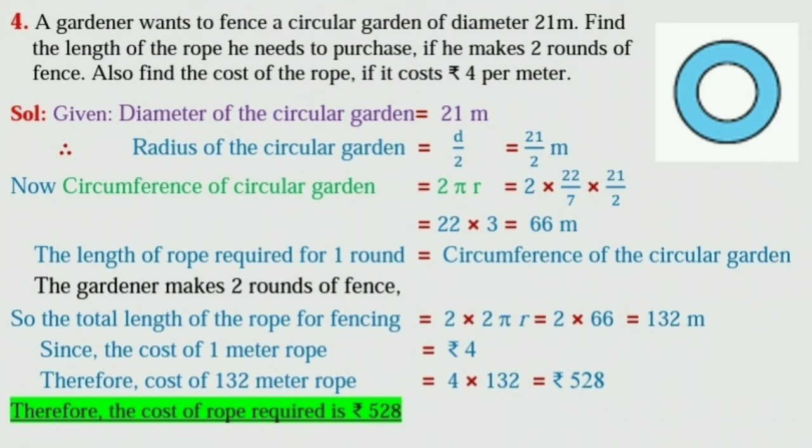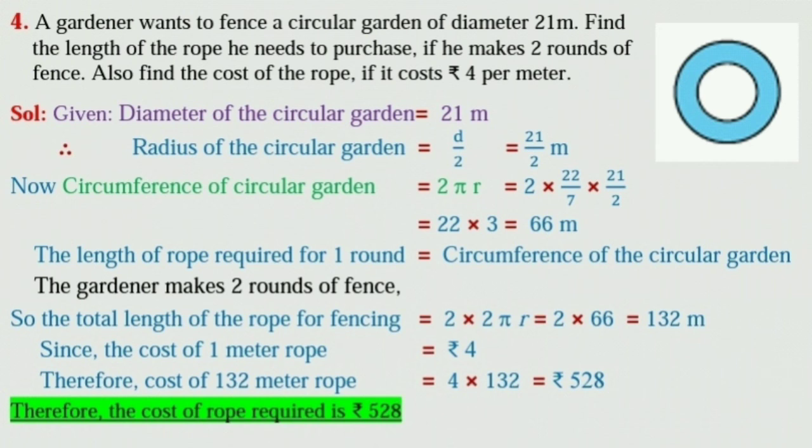Now the circumference of the circular garden is equal to 2 pi r. Substitute all the values: 2 into 22 by 7 into 21 by 2. After simplifying this, we will get 66 meter as the circumference of the circular garden. The length of rope required for one round is equal to the circumference of the circular garden. Now the gardener makes 2 rounds of fence. So the total length of rope for fencing is equal to 2 into 2 pi r, which is 2 into 66, equal to 132 meter.